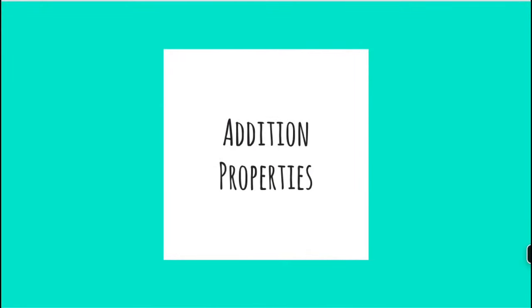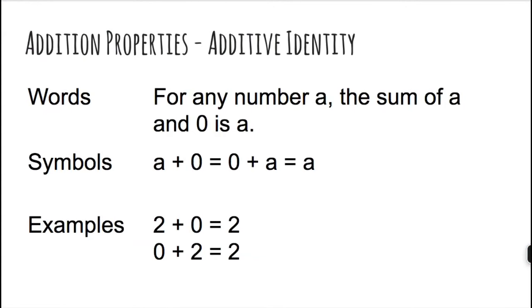Our next category of properties are the addition properties. The first one of these is the additive identity. The important word in here is the identity. Identity means itself. So additive identity means we want to add something to a number to get back itself. For any number a, the sum of a and 0 is a. A plus 0 is 0 plus a, and all of that gives you the same sum of the number that you started with. So 2 plus 0 is 2. 0 plus 2 is 2.